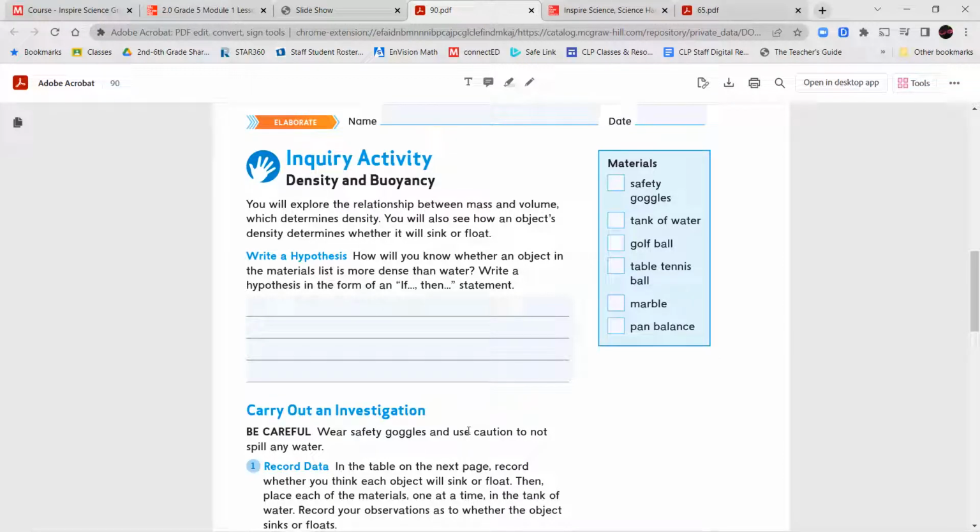How will you know whether an object in the material list is more dense than water? Write an if-then statement. So if something is a particular way, then this is going to happen. So that's how you're going to structure it. So we have our safety goggles, our tank of water, golf ball, table tennis ball, which is a ping pong ball, a marble, and a pan balance. So essentially the same materials that we used in our previous experiment.